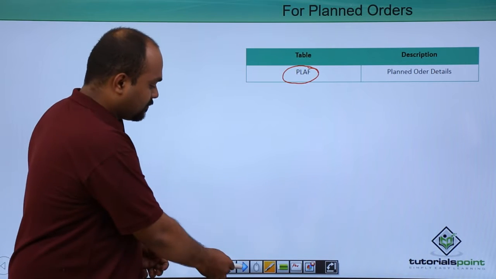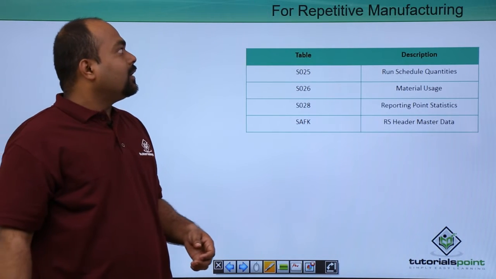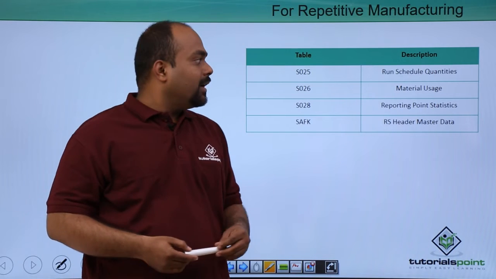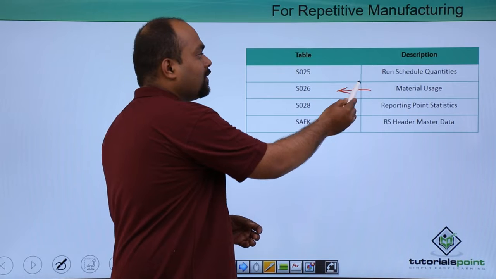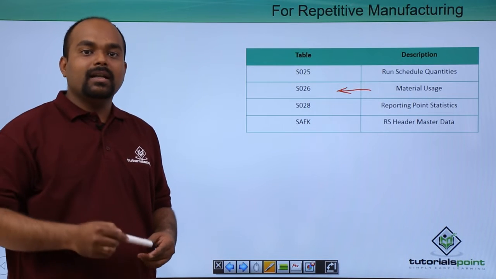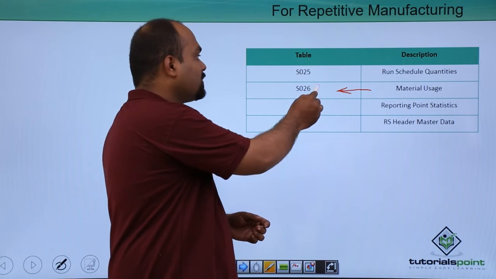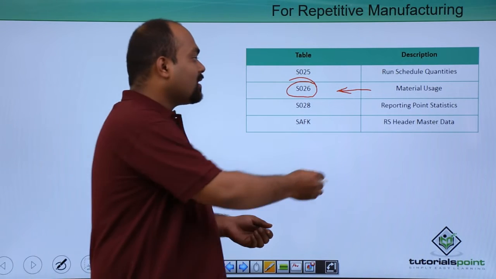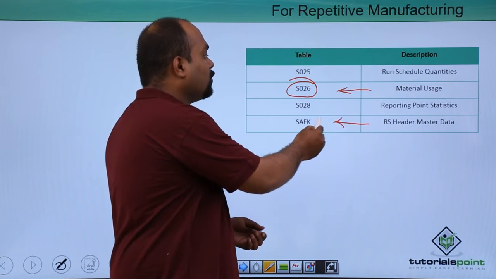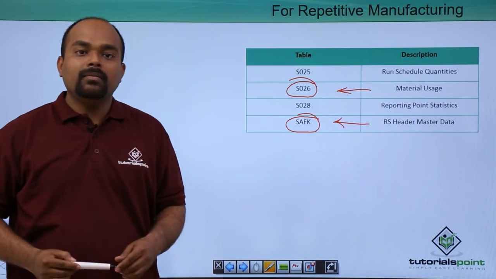Next, repetitive manufacturing. In repetitive manufacturing, what about the material usage? If you enter data regarding material usage, it will go to this table. Then the RS header master data will go to the SAFK table.